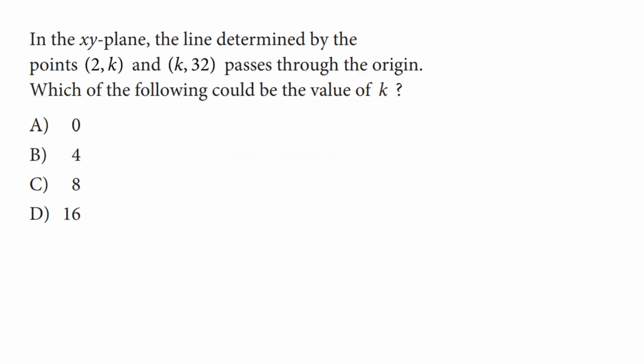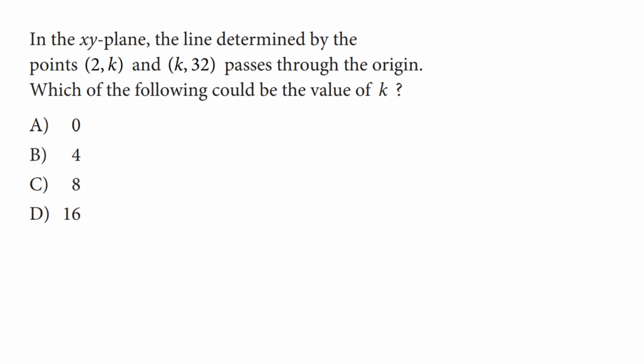In the xy plane, the line determined by the points (2k, k) and (k, 32) passes through the origin. Which of the following could be the value of k? So our y value in our first point is equal to our y value in our second point. If we know this passes through the origin, we can use the slope to determine the value of k.